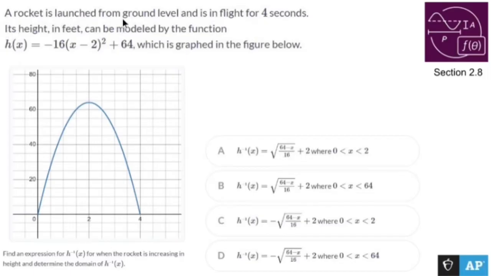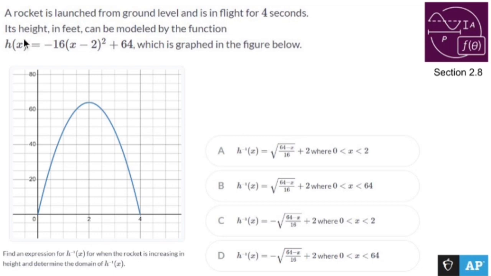A rocket is launched from ground level and is in flight for 4 seconds. Its height in feet can be modeled by the equation shown, which is graphed in the figure below. Find an expression for h inverse for which the rocket is increasing, and determine the domain of its inverse. All right, I got it.